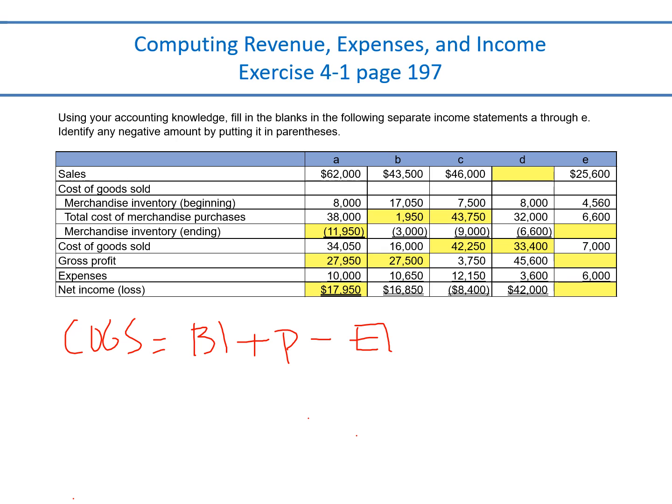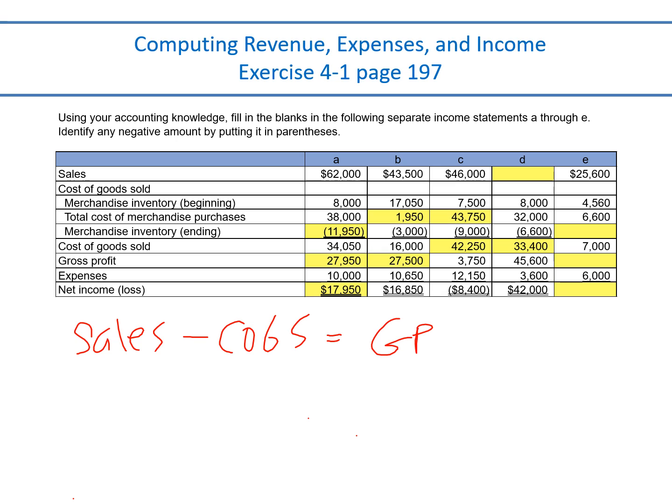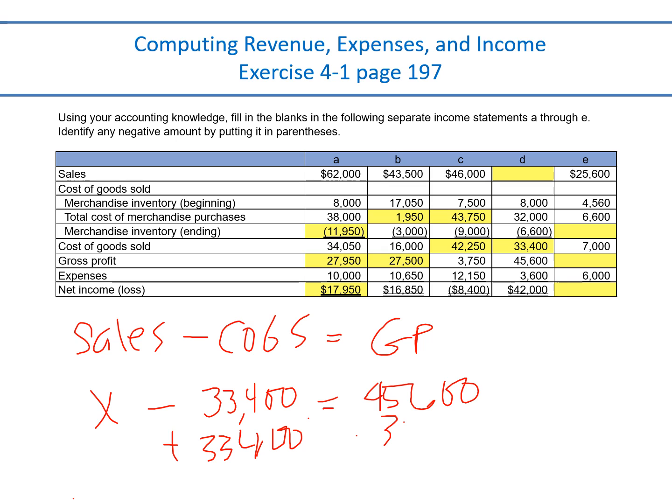We know that sales, let me erase this formula too, so I have enough room. Hold on. All right, so we know that our sales less our cost of goods sold equals gross profit. And we just solved for cost of goods sold of 33,400, right? And they gave us gross profit of 45,600. And so we're solving for X. So if you add 33,400 to both sides, that's how you get to your sales, right?